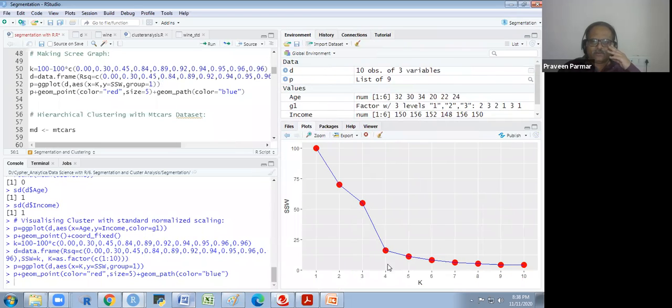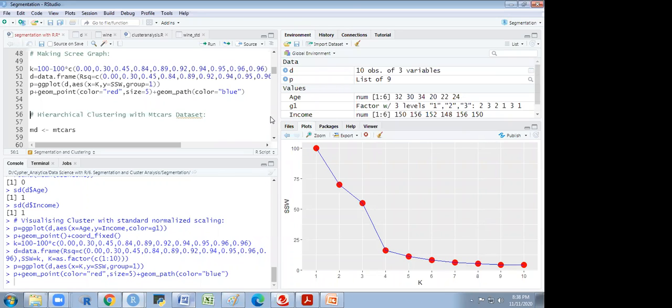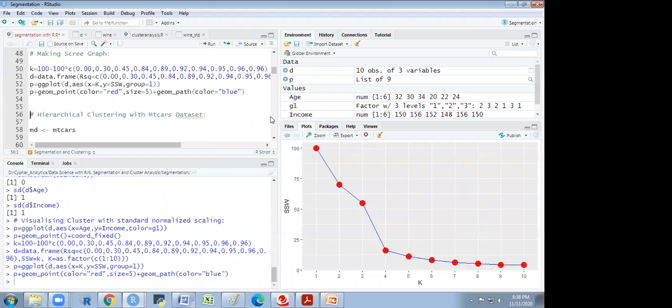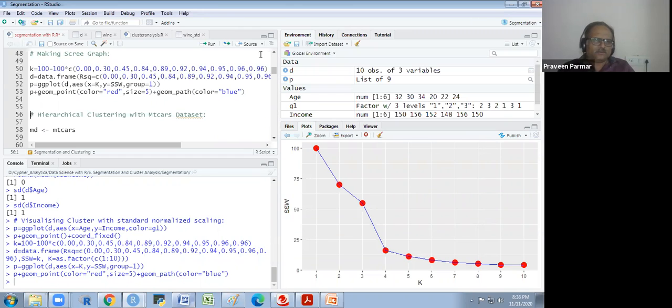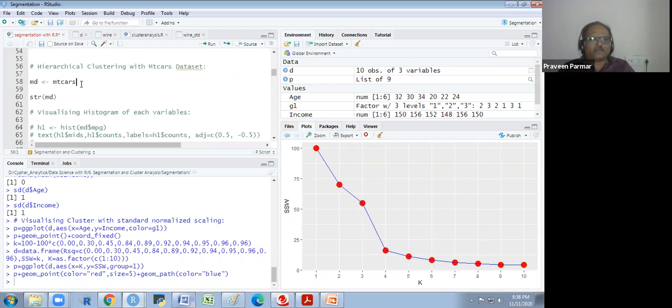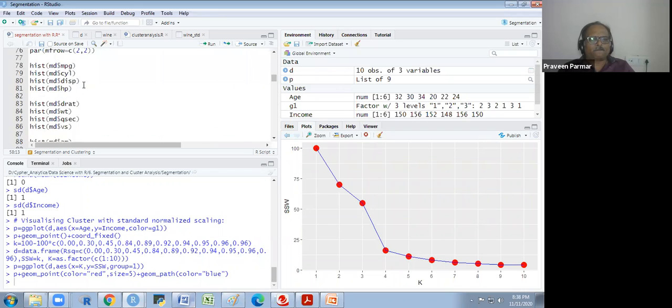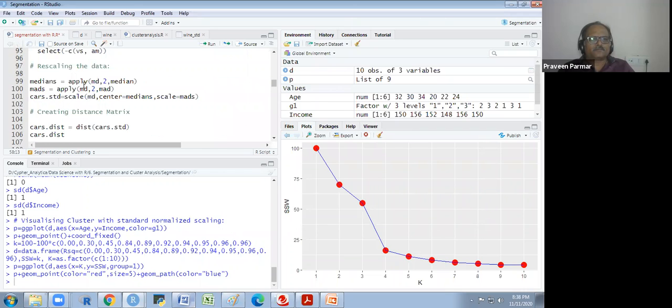So how many clusters would be here? Can you say? Yes, 4, sir. 4, correct. So this is the scree graph I have just created here hypothetically, so you could see how it looks. And we will see later on. So now I am taking the empty cast data, and now I have taken this.